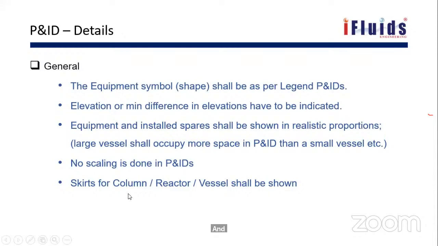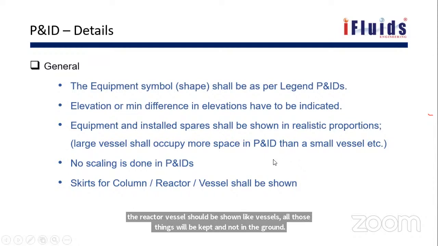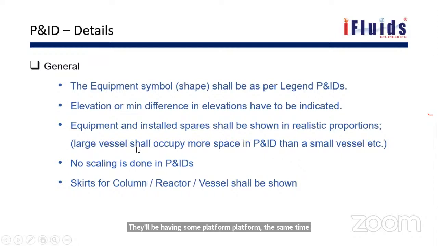And then the skirt for the column, reactor and vessel shall be shown. Vessels will be kept not on the ground; they will have some support or base. The column will be supported on a skirt, and the reactor and all the vertical vessels will be kept on a skirt. Horizontal vessels will be supported on a saddle support.